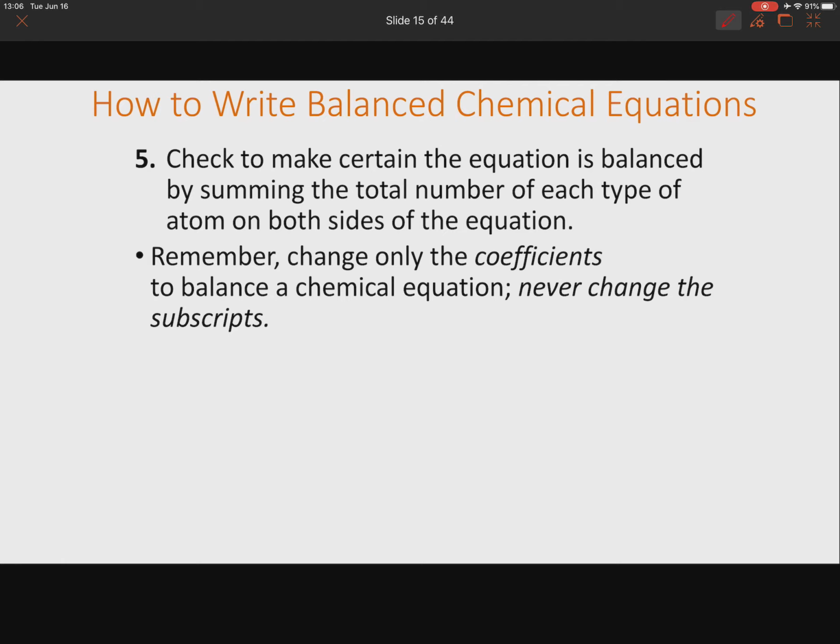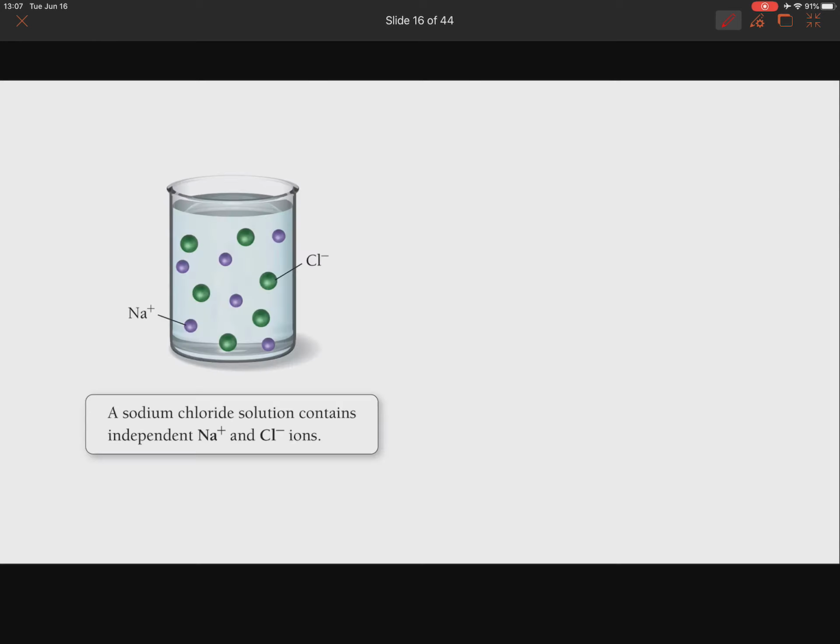Like if I needed to write 1/2 of an oxygen molecule for whatever reason, I'd have to multiply everything by 2 to get rid of my 1/2 fraction. Check to make certain the equation is balanced by summing the total number of each type of atom on both sides. Okay, so let's try one.